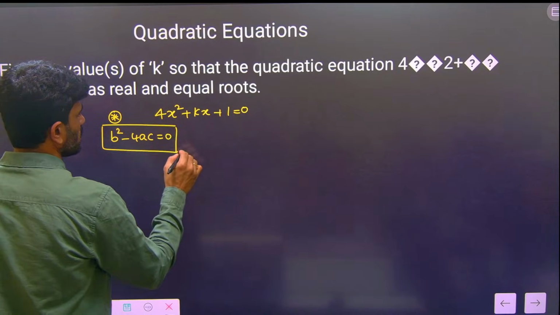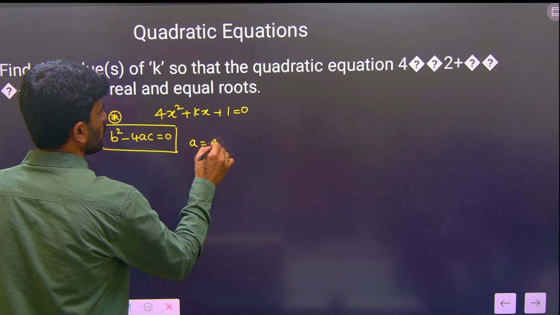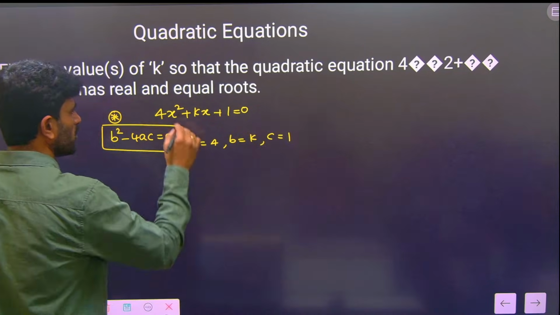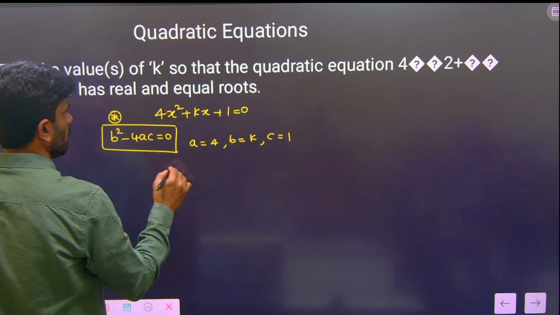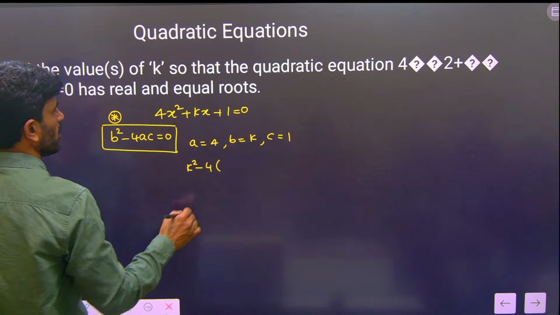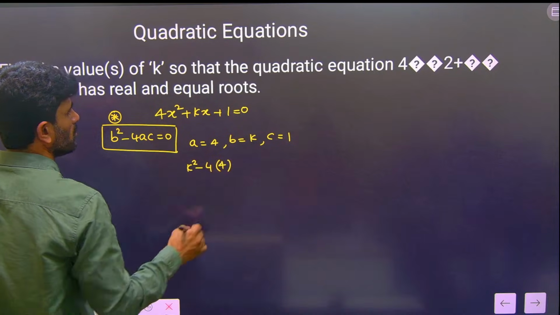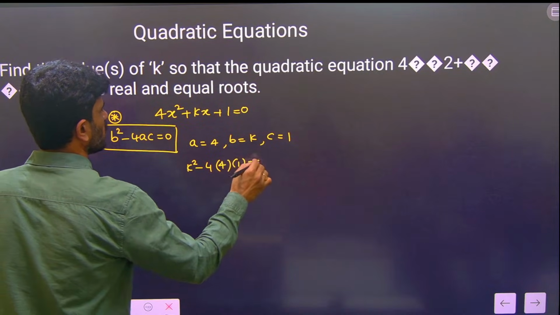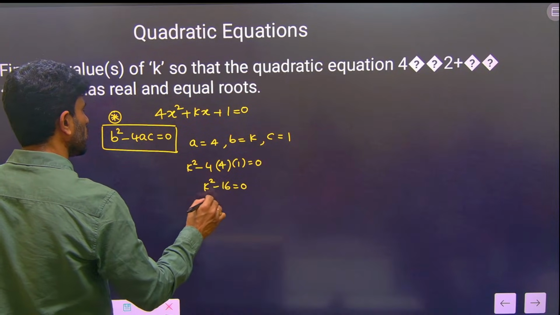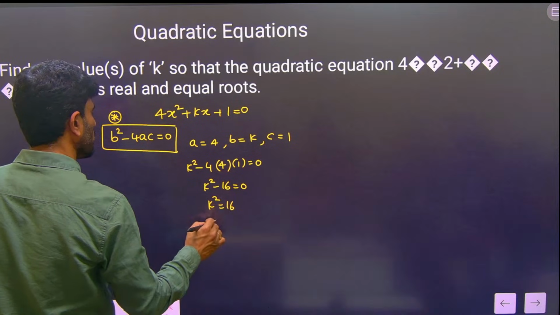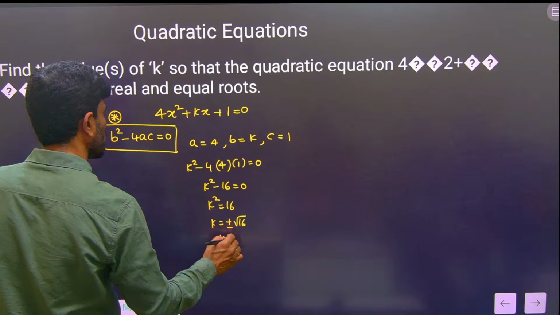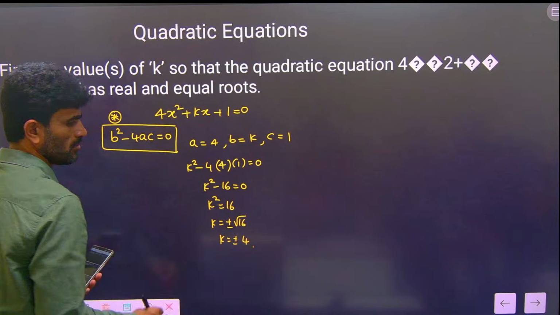Now here, first write the values of a, b, c. a is equal to 4, b is equal to k, c is equal to 1. Substitute in the formula. So b² means k² minus 4 into a, 4, c is 1, is equal to 0. k² minus 16 is equal to 0. k² is equal to 16. k is equal to plus or minus root 16. k is equal to plus or minus 4.